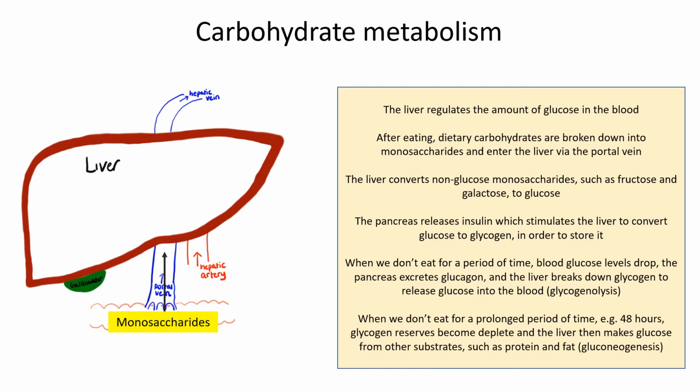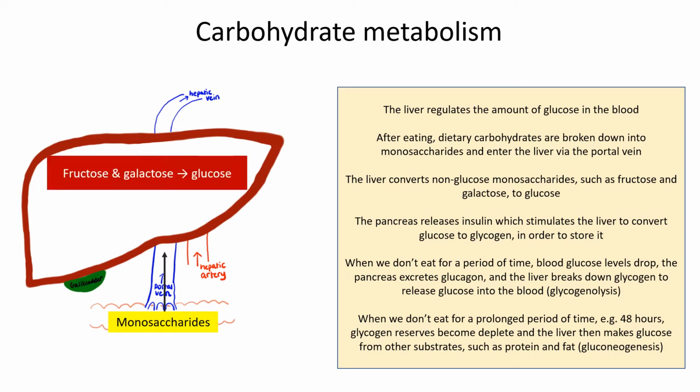After eating, dietary carbohydrates are broken down into monosaccharides and they enter the liver via the portal vein. The liver then converts the non-glucose monosaccharides, such as fructose and galactose, to glucose. And the pancreas releases insulin, which stimulates the liver to convert glucose to glycogen in order to store it.